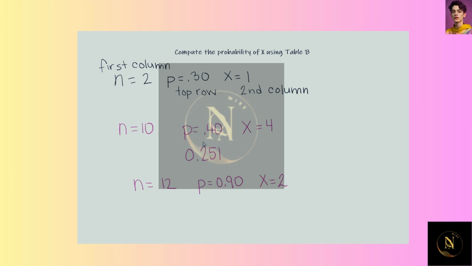If it's not on the chart, that means that they don't report any probabilities that are less than 0.005. So the lowest probability for 12 that they reported was 0.004. So that means the probability that x equals 2 when the probability of success is 0.90 and there's 12 observations is less than 0.004.